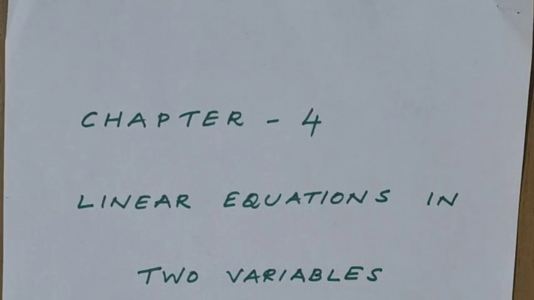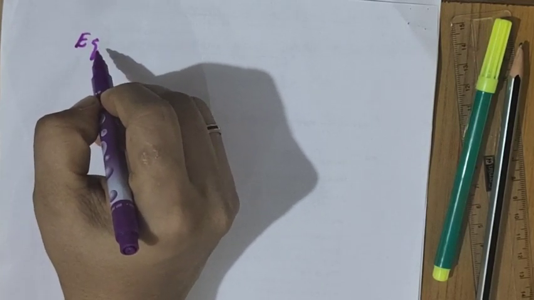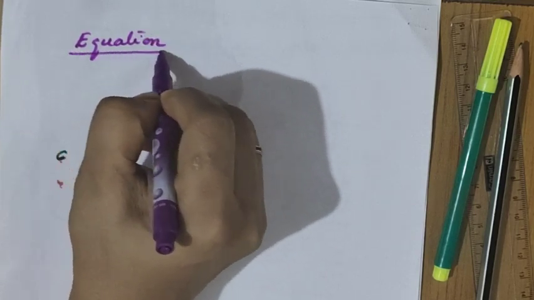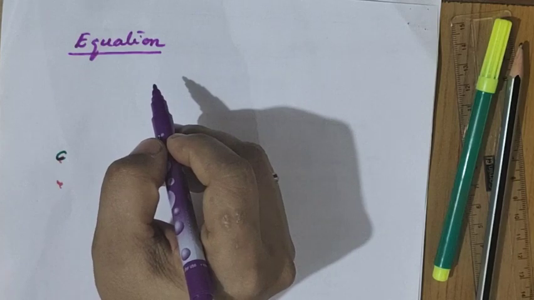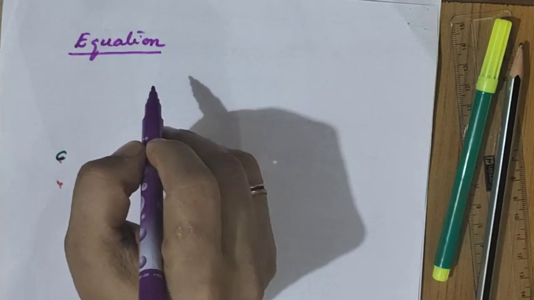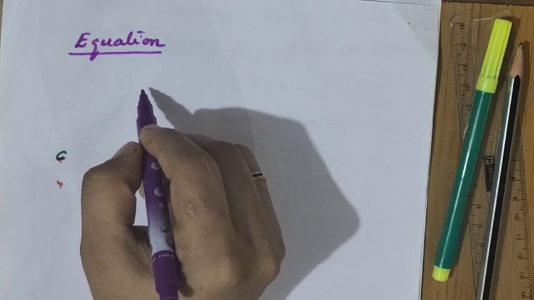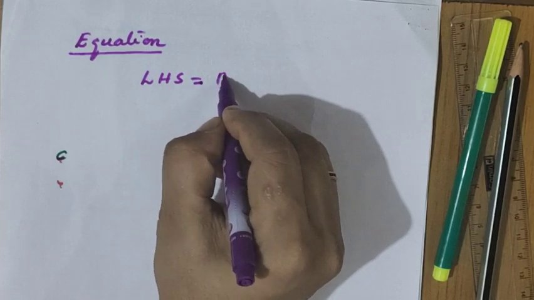Chapter 4: Linear Equations in Two Variables. So let us start with equation. What is an equation? An equation is a condition on a variable, and you know that it is connected by two statements, connected by an equality sign, that is LHS equal to RHS.